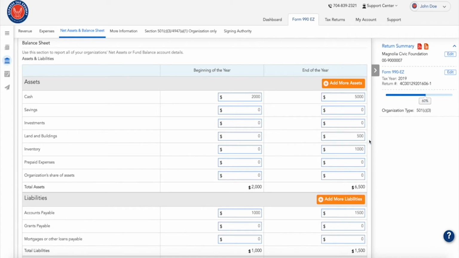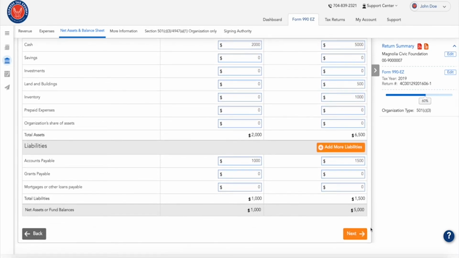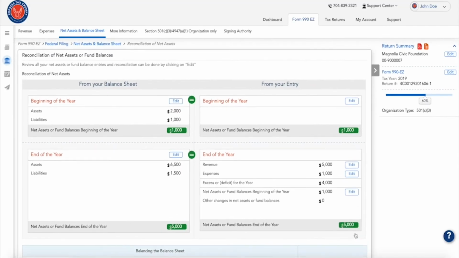You can now review all of your net assets or fund balance entries. If done correctly, your balance sheets and entries should be balanced. If your net assets are imbalanced, depending on your balance sheet, you can correct your balances by clicking Edit, updating your entries until both beginning and end of your net assets or fund balances match successfully.